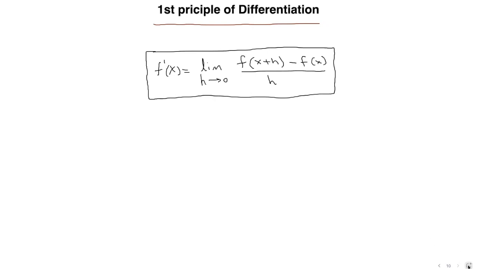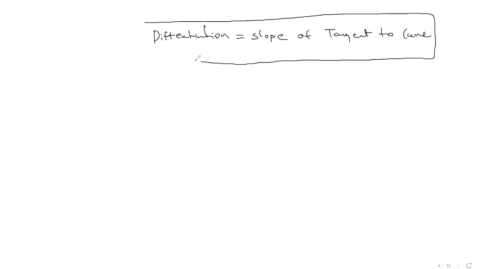Before we actually start talking about first principle, I quickly want to remind you what differentiation is all about. Differentiation is nothing but slope, and it is the slope of a tangent to a curve. Okay, so that is differentiation. That's what differentiation is all about. Now, quickly, I'll give you a recap of how things work in differentiation.